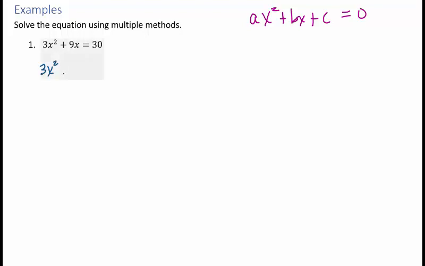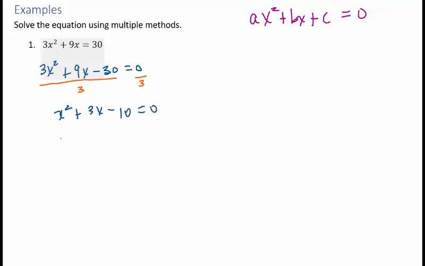In this case, we have 3x squared plus 9x. Move the 30 to the left by subtracting 30 from each side, is equal to 0. I also realize that 3 is a common factor of each term. So if we divide all terms by 3, and that's dividing both sides of the equation by 3, we can simplify. So we have x squared plus 3x minus 10 is equal to 0.